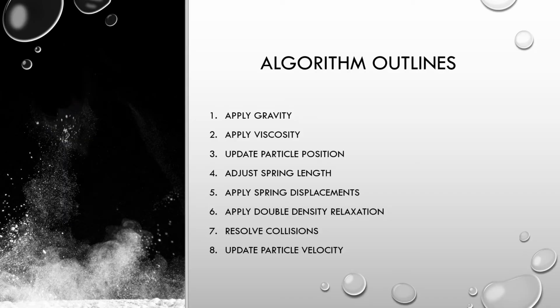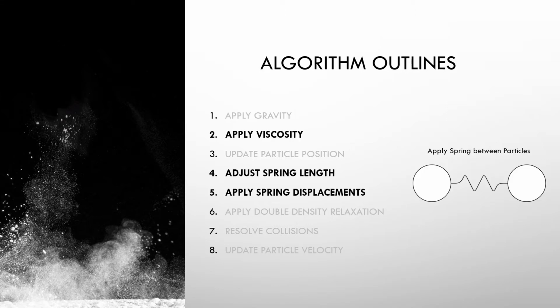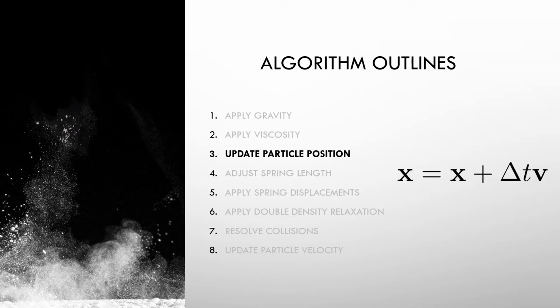The algorithm has 8 steps. The first one is applying gravity to particles. This is done by modifying the velocity of particles. Steps 2, 4, and 5 relate to adding the viscosity and elasticity properties to the particles. If any two particles are close enough, the algorithm would add a spring to the pair, which makes them hard to separate. The particle's position is updated by using its current velocity.